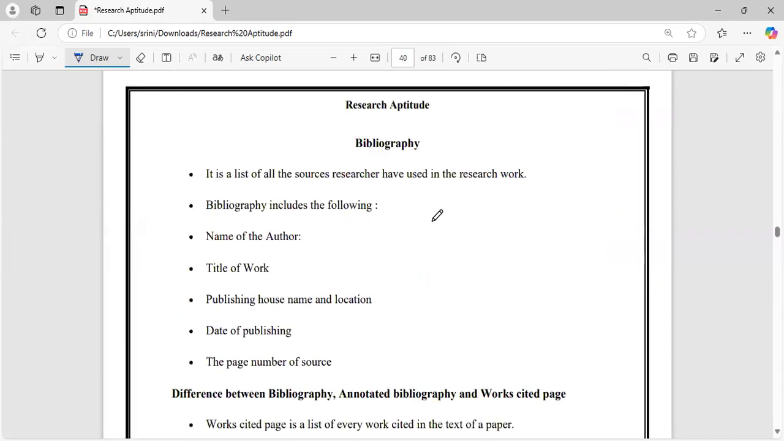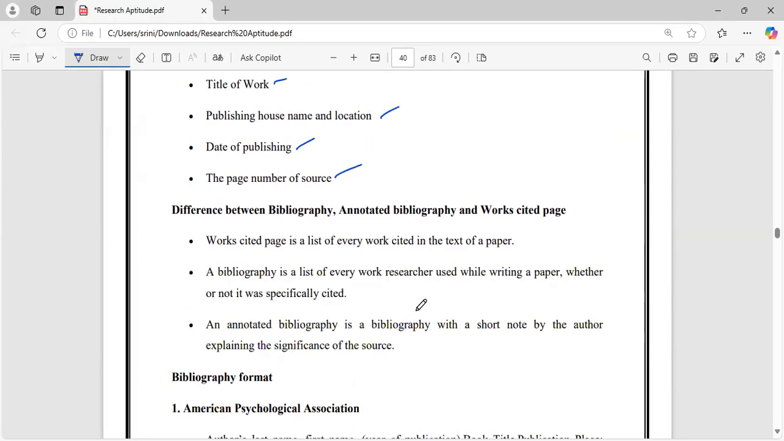And then bibliography. How to add a bibliography in a thesis. It is a list of all sources researchers have used in the research work. A bibliography includes the name of the author, title of work, publishing house name and location, date of publishing, and page number of the source. Difference between bibliography, annotated bibliography, and works cited page.